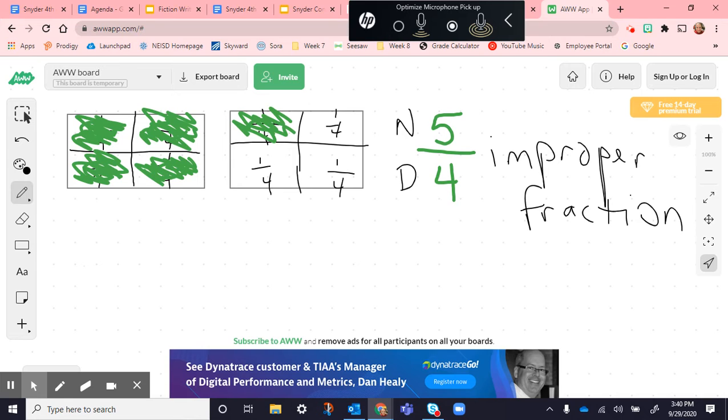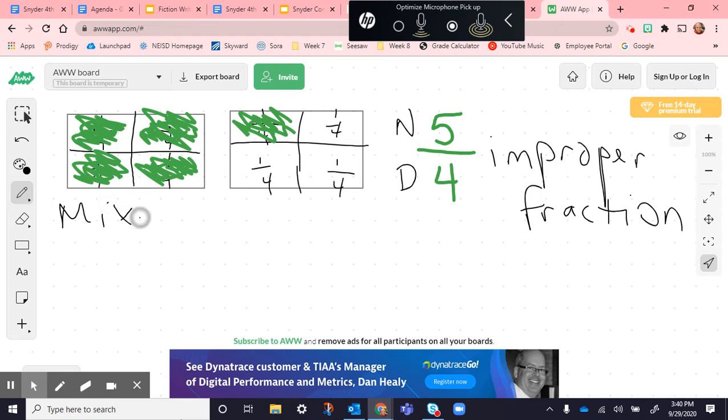So I can count this. I can say 1/4, 2/4, 3/4, 4/4, and 5/4. That's another way you can find it. Now, an improper fraction can also be represented as a mixed number.